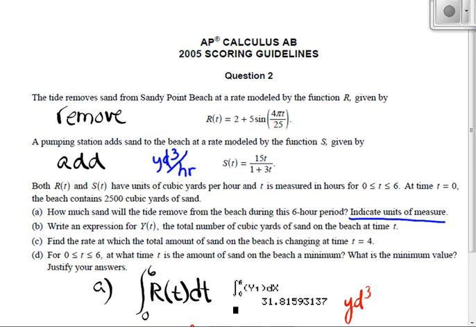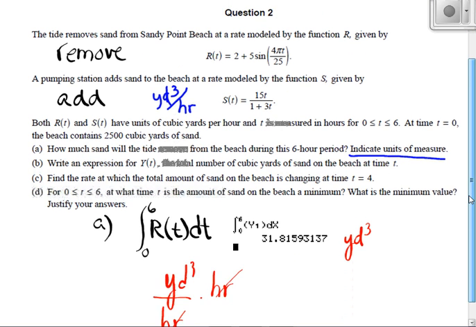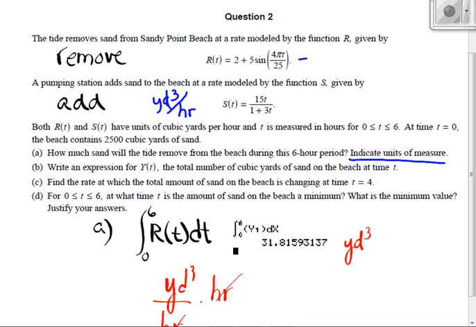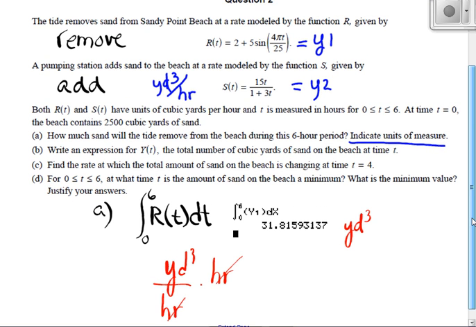Write the expression for y of t. Oh, by the way, I put this in y1. I'm going to put this one in y2. Is that okay? I just need to make sure that I know which one's which.